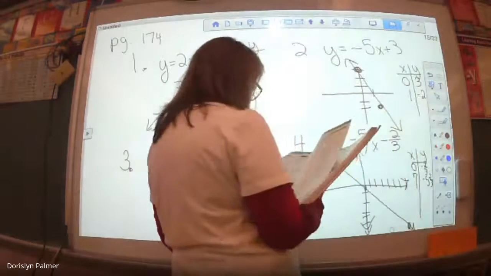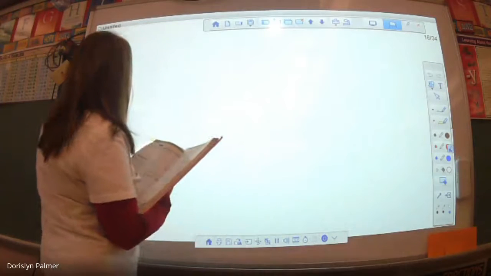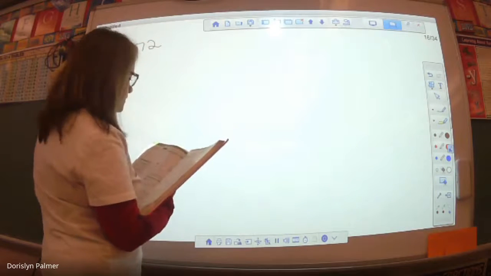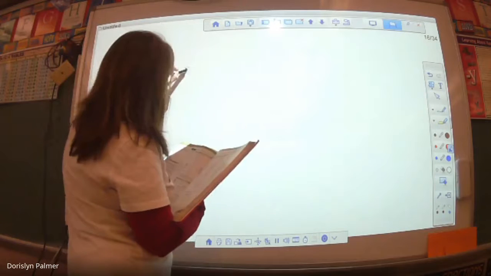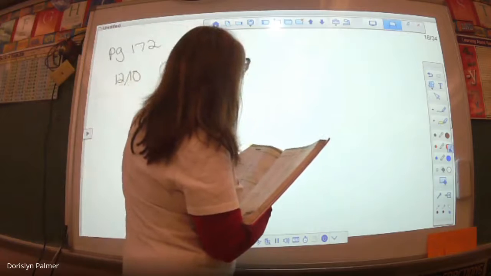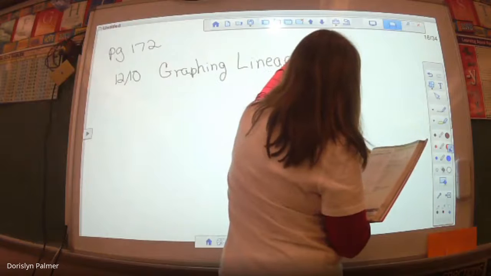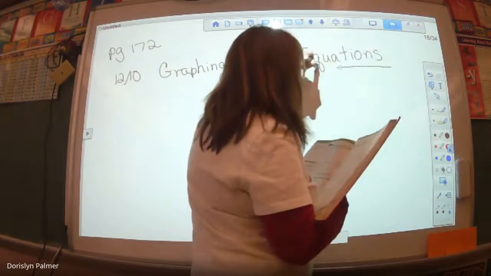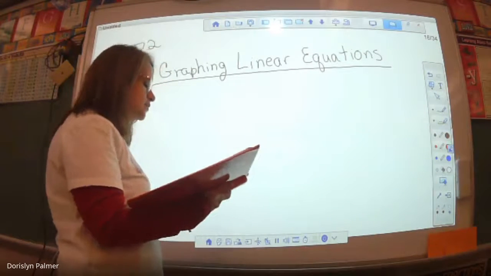So we're going to continue on. If you're following along in your book, we're on page 172. Today is December 10th. And we're graphing linear equations. Okay, so far you could write it in slope-intercept form and graph it. That's what you did last night. You graphed the y-intercept, you found one other point, and you connected them.